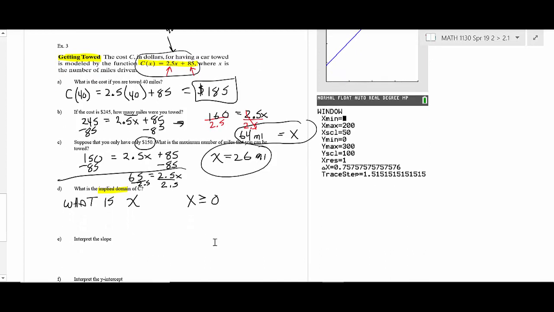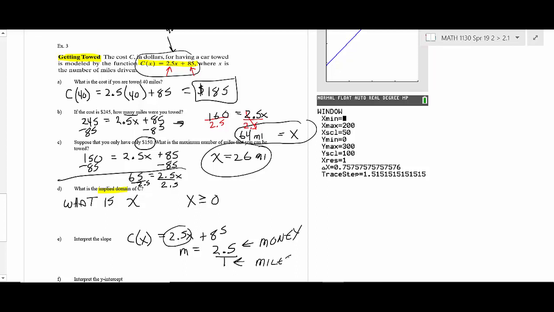All right, the slope. Now with this kind of thing, you want to write this a certain way. Again, the cost function is 2.5x plus 85. The slope is 2.5. Well, let's think about what that does. A slope is a rise over a run, so I take that 2.5 and put it over 1. That's a change in y, so that's money. The numerator is money, and the bottom number is miles.